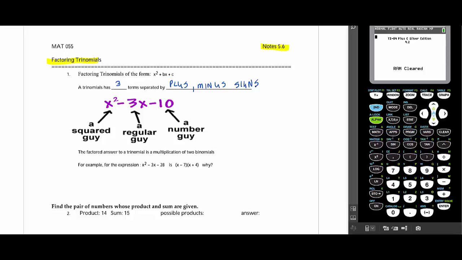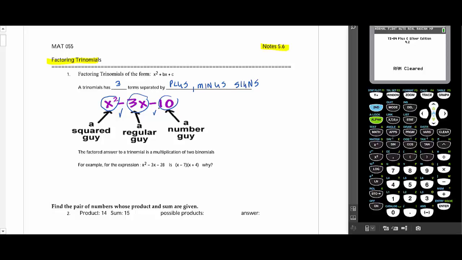All right, so what we're going to focus on here is that the first term will usually have a variable squared. The last term's generally just a number, not always, but that's what we're going to start with. And then the middle term usually has a number in front of a variable. So there's 3 terms, and they can be separated with plus or minus signs. That's why we call it a trinomial. Okay, does that help any?